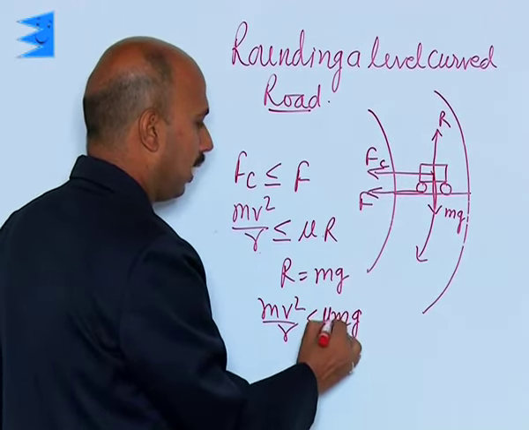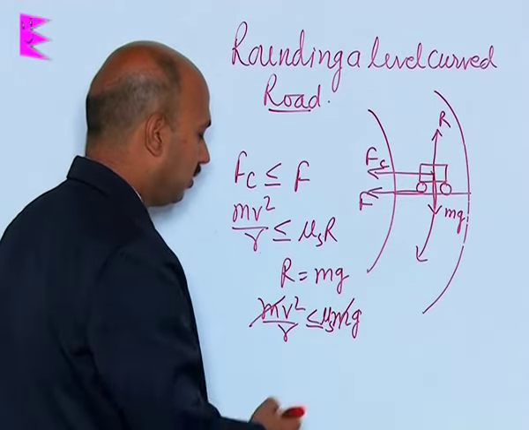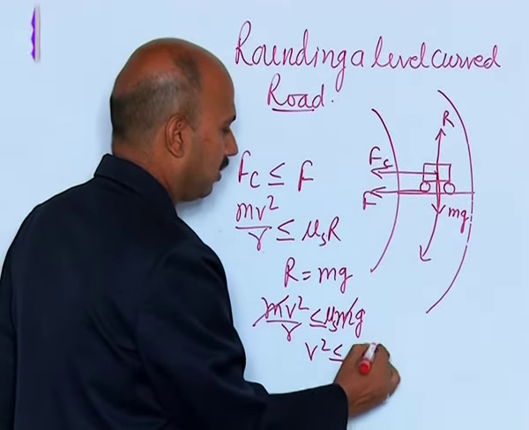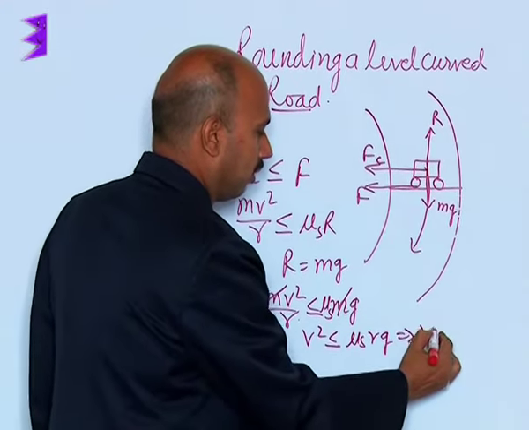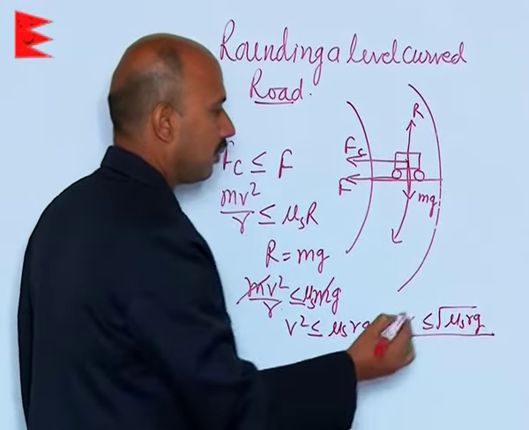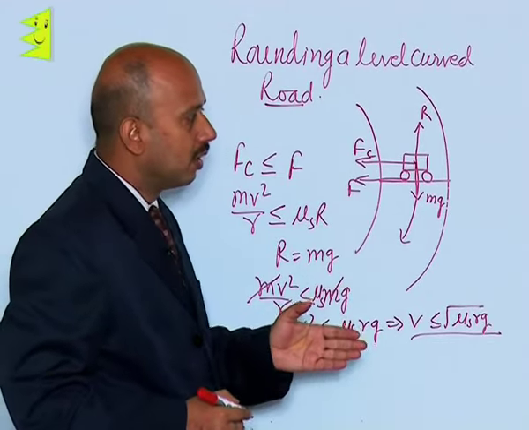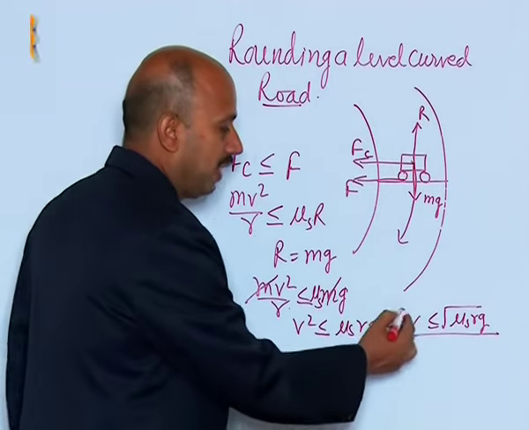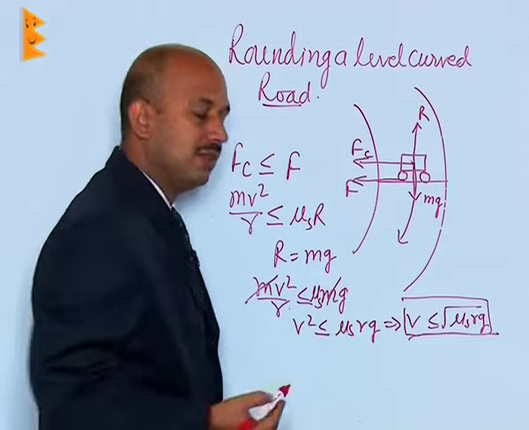This mu is static, so we can write mu s mg. m and m will get cancelled. So we can write v square is less than or equal to mu s rg. So the maximum velocity is under root of mu s rg. So the maximum velocity for a safe turn without skidding on the curved road having radius r is this much. So the velocity should be less than or equal to this.